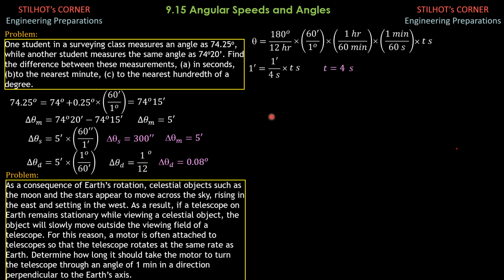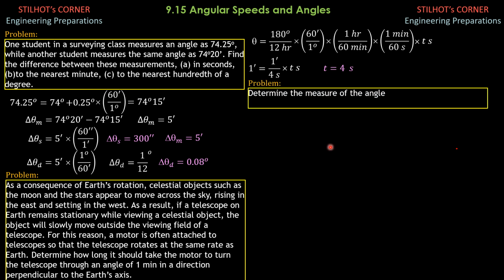So it will take the celestial object to get outside of the viewing field of the telescope for a 1-minute angle in 4 seconds.